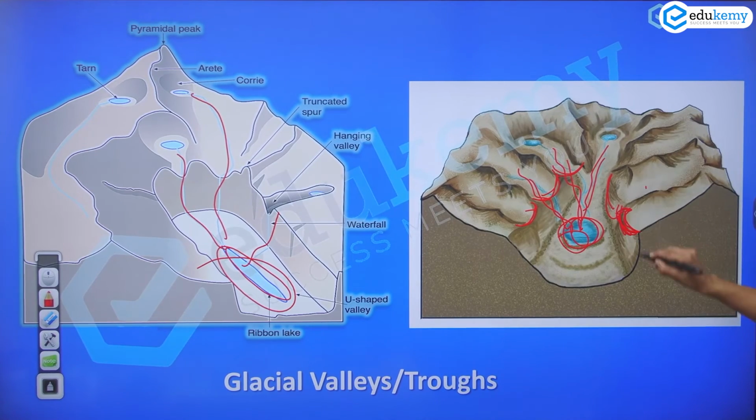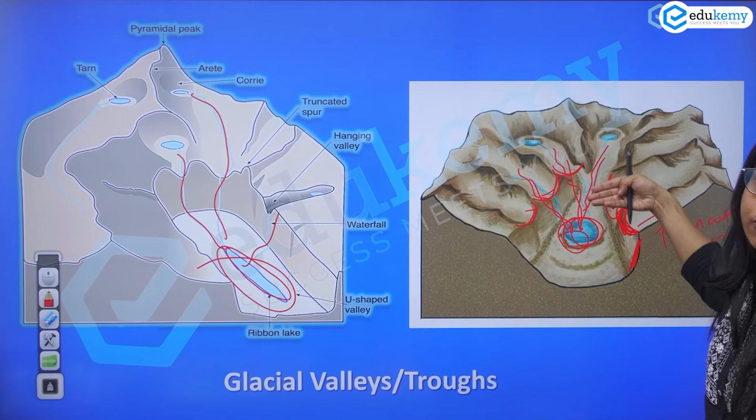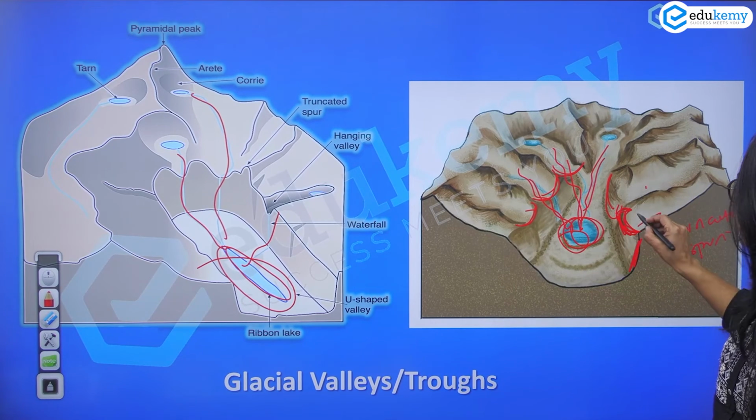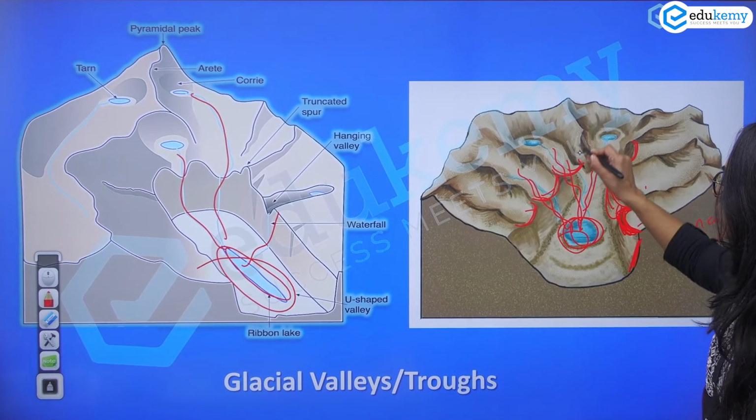This depression is called a truncated spur. Why is it formed? It is formed because the tributary valley has eroded this part when it was joining the main glacier valley. Okay, this is the truncated spur.